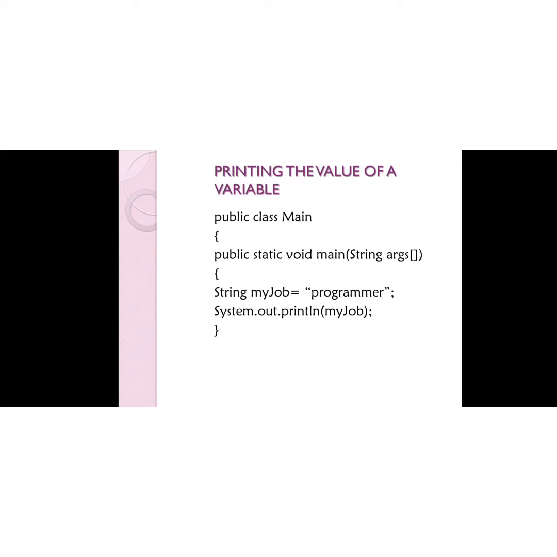So in order to print the value of myJob, we are calling the method println and giving the name of the variable as a parameter. In order to use variables, we have to declare them. So it is important to declare a variable before we are printing it. The println is going to print the value of myJob, which is in this case the string programmer. Output will be programmer. With this, we come to the end of this video. Thank you.